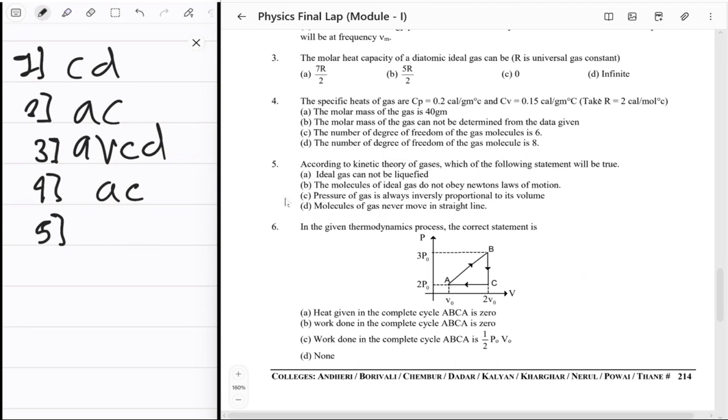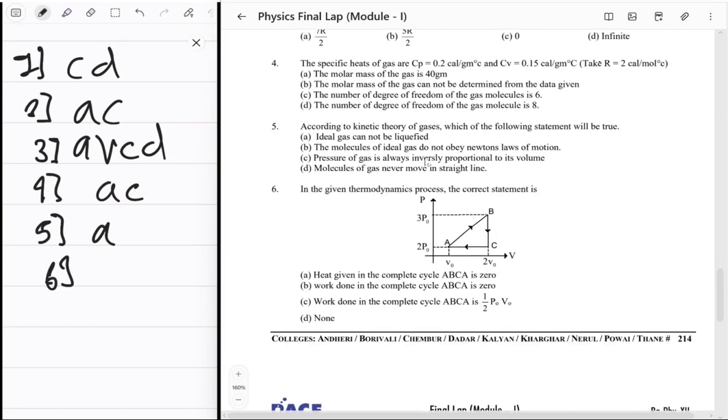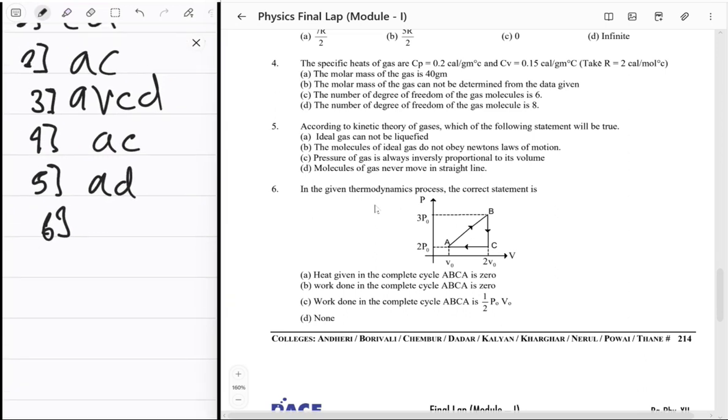So which of the following statements will be true? I think A and B... B is completely wrong. So A is correct for sure. Ideal gas cannot be liquefied. B, the molecules of ideal gas do not obey laws of motion. Well, actually they do obey laws of motion, so B is incorrect. Pressure of gas is always inversely proportional to its volume. Depends. Molecules of gas never move in a straight line. Depends.